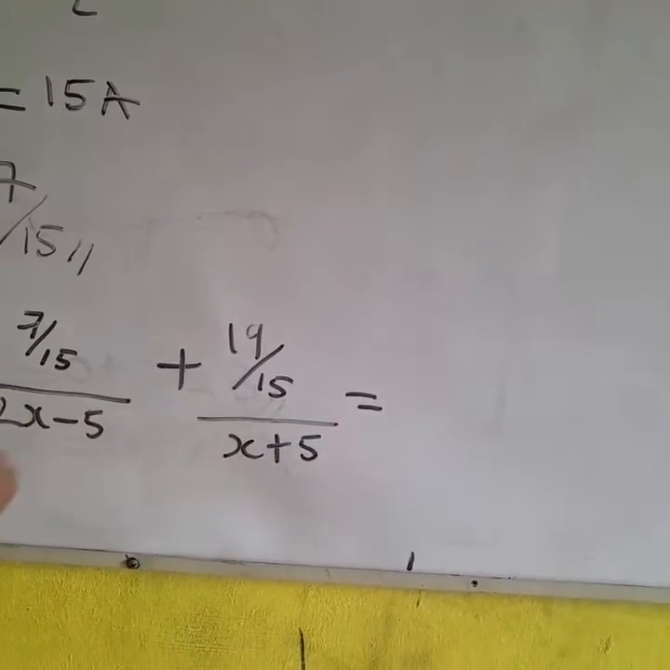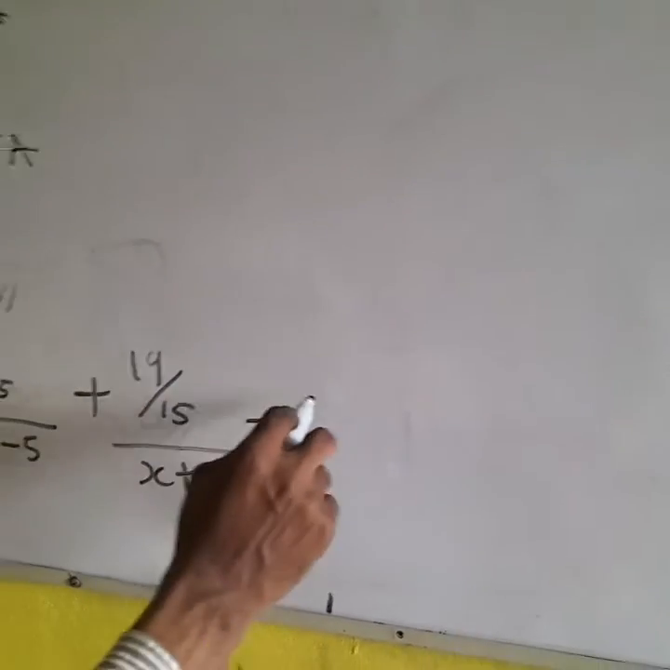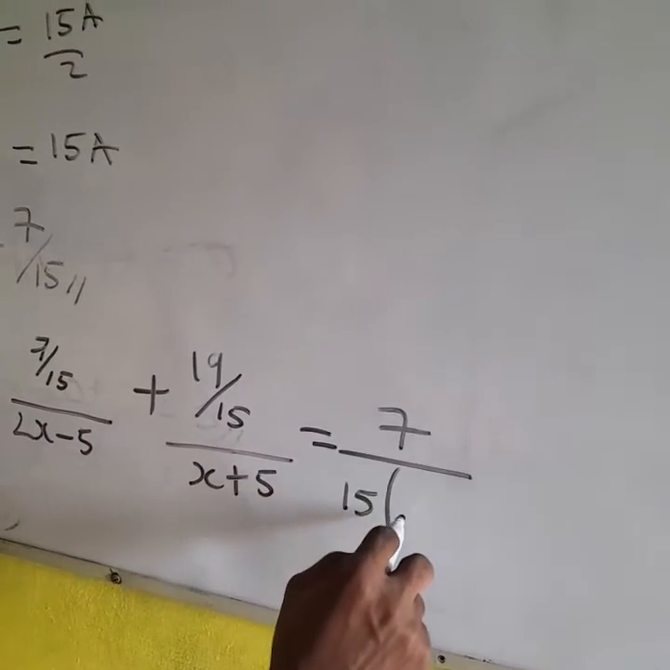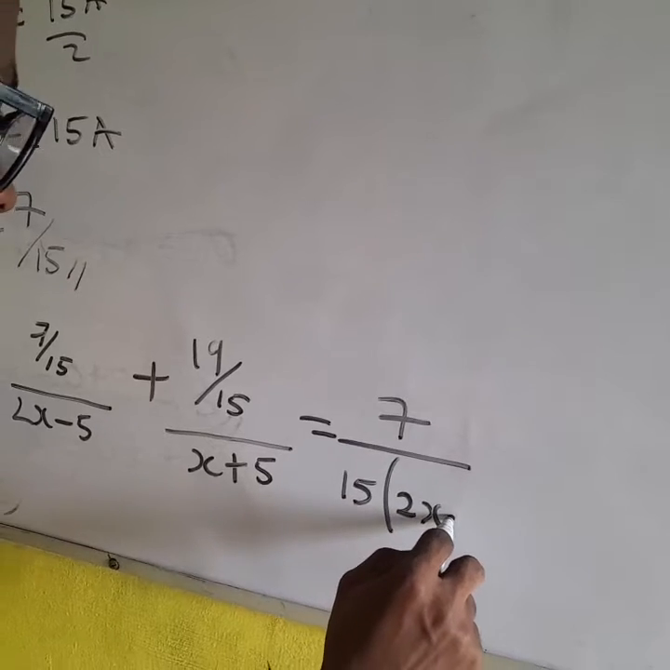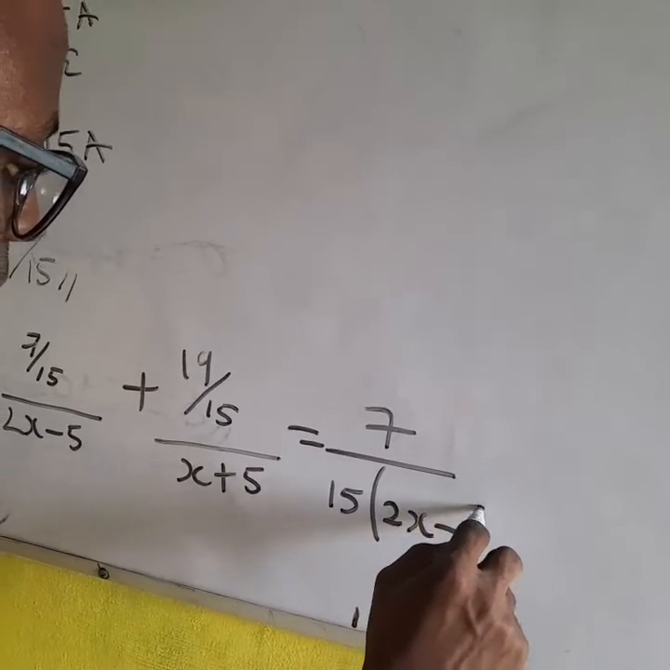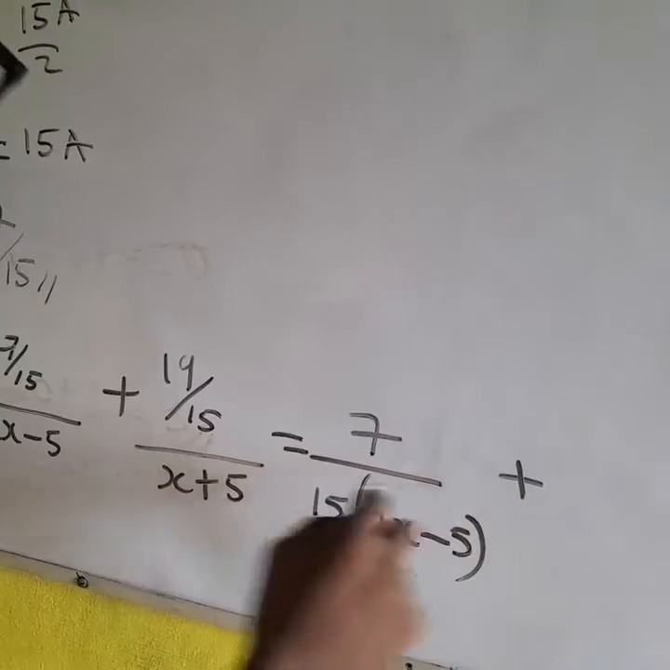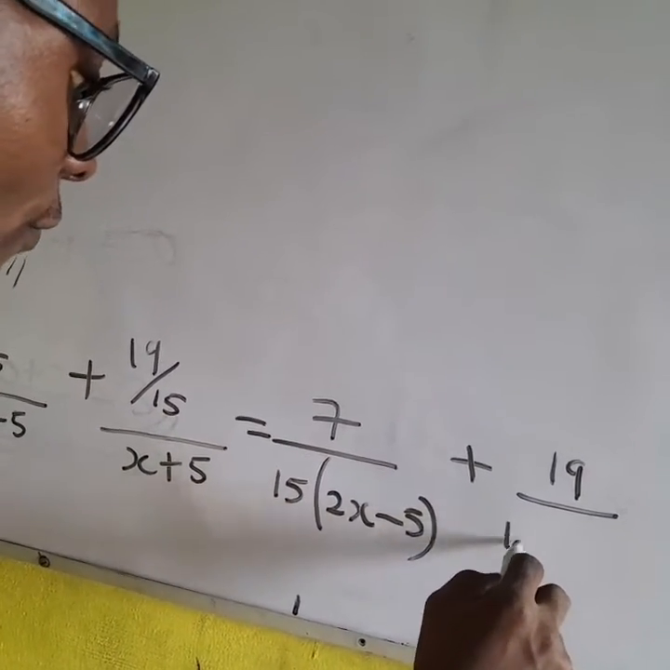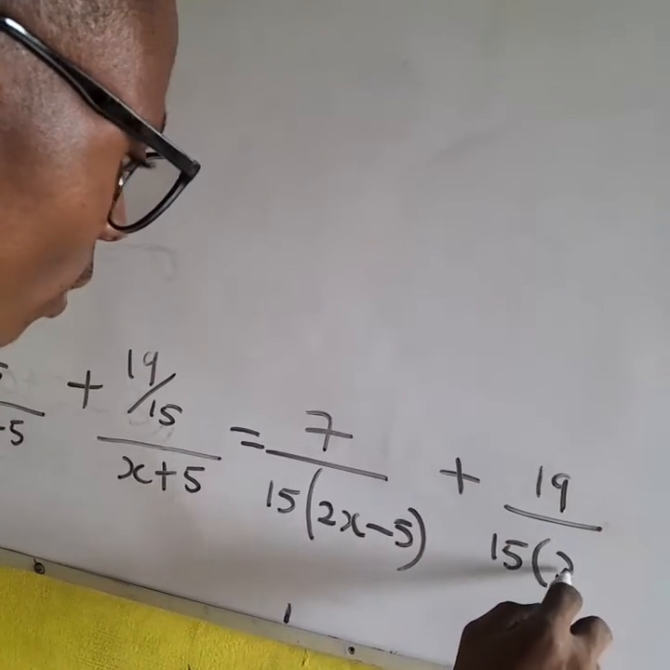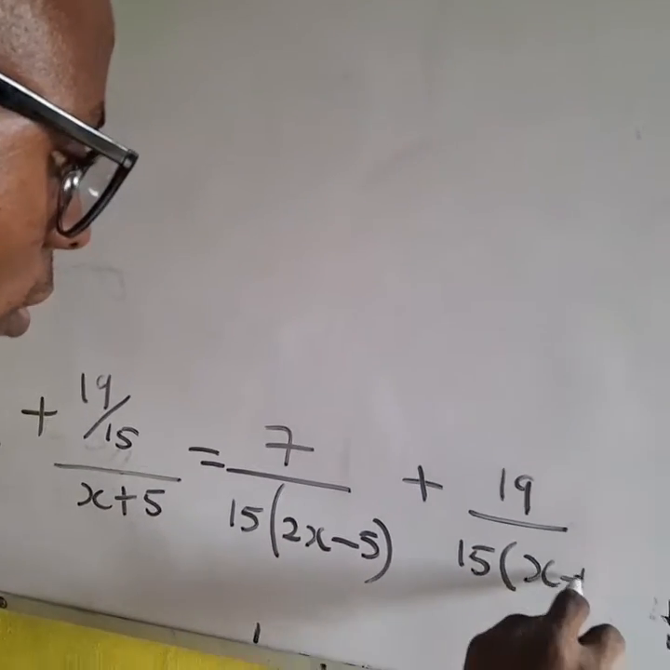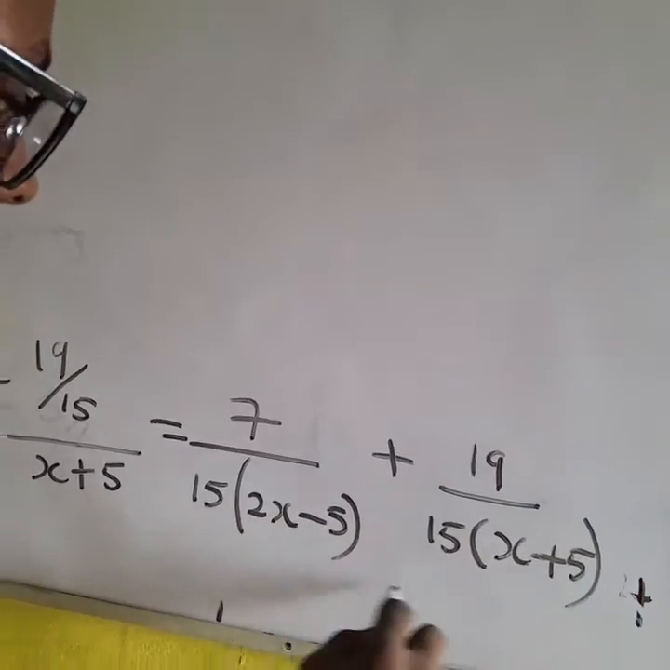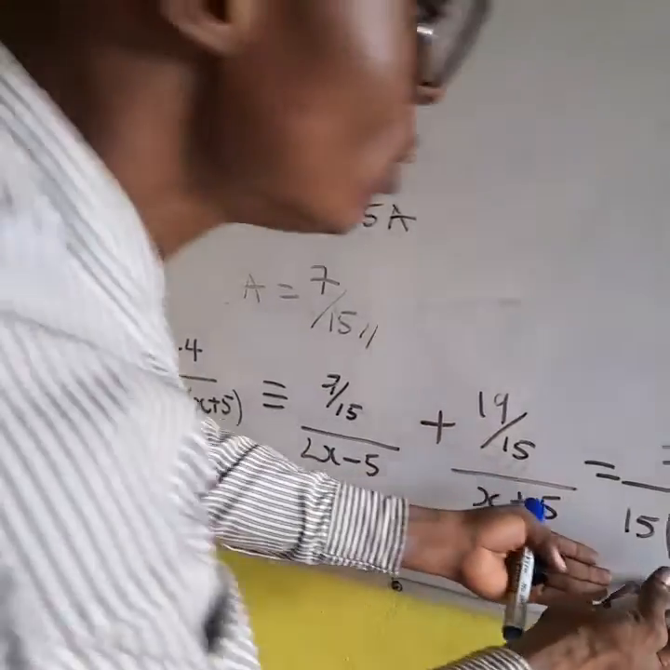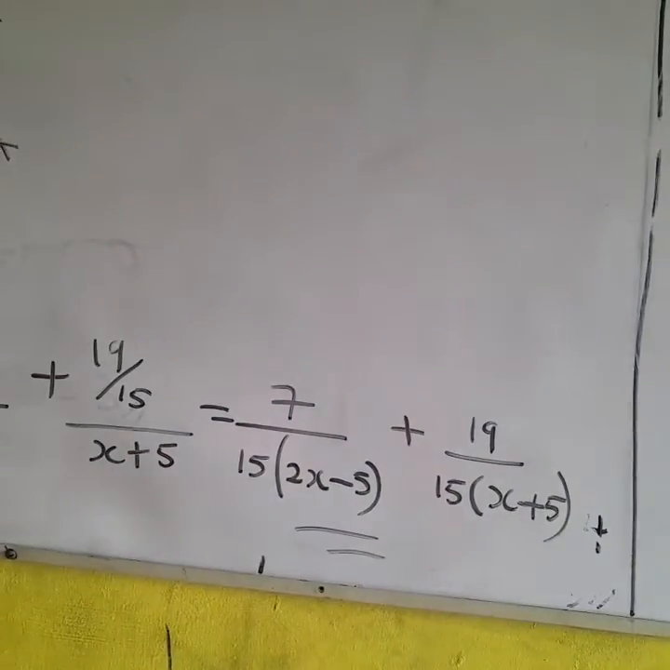If you further simplify it, you will have 7 divided by 15 into 2x minus 5 plus 19 all over 15 into x plus 5. That is a partial fraction. This complex has been resolved into single fractions.